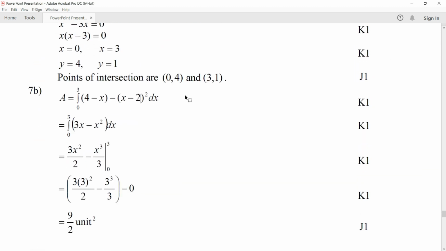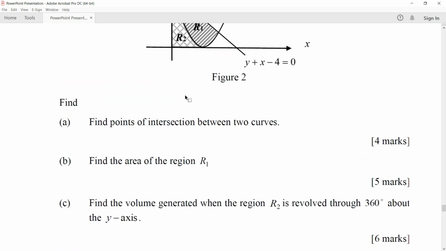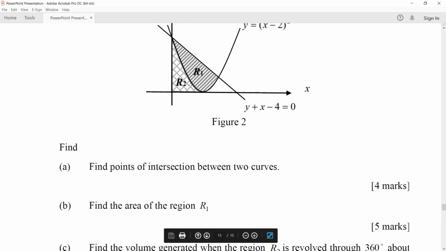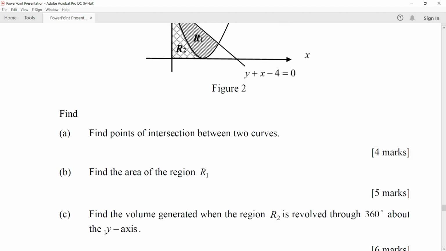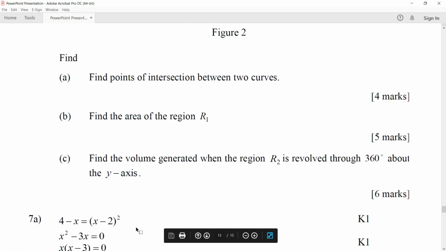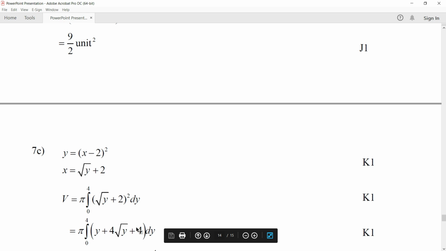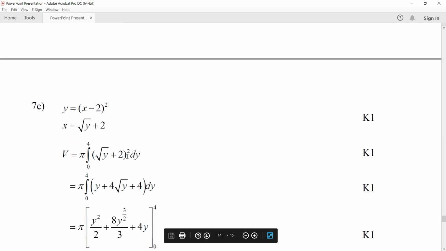And the last part is find the volume generated when R2 is revolved 360 about the y-axis. So this is your R2. We want to revolve about the y-axis. So when you find the volume when the area is rotated about the y-axis, make sure your formula is pi integrate outer x square minus inner x square dy. If you do dx, you get 0 marks.